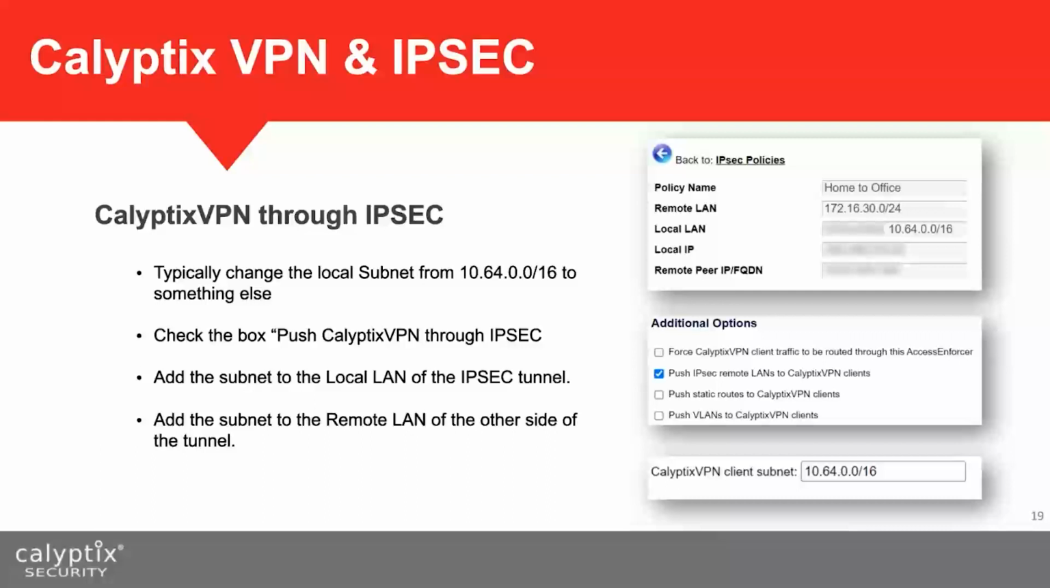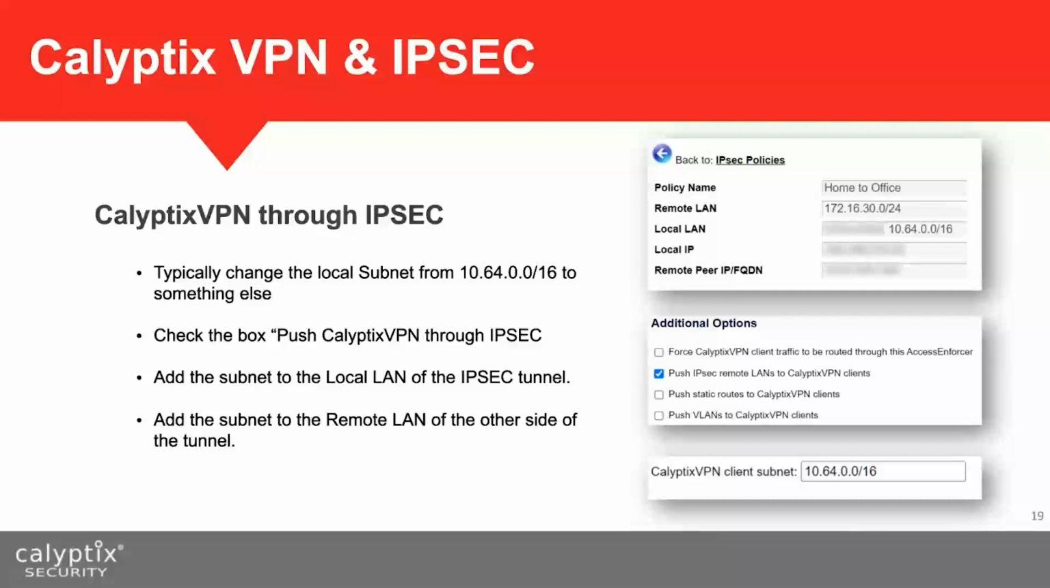Now, one thing that we have to start with in talking about adding the Calyptix VPN to an IPsec tunnel: you have to tell the remote side of the tunnel that you're going to be adding another local subnet. Without that information, we'll send traffic to them, but they'll never send traffic back to us because you haven't told them to add this as a remote LAN so that they can send the traffic back to us.